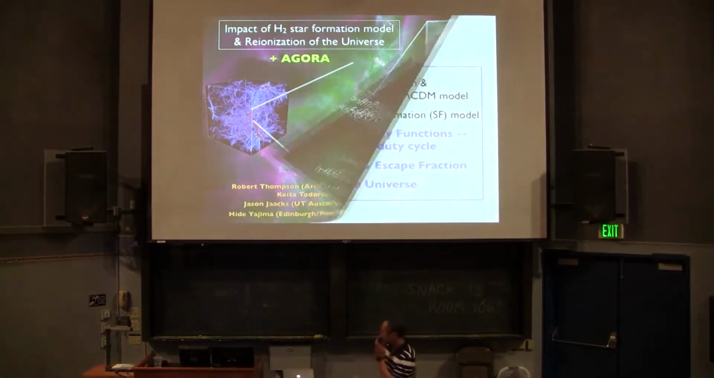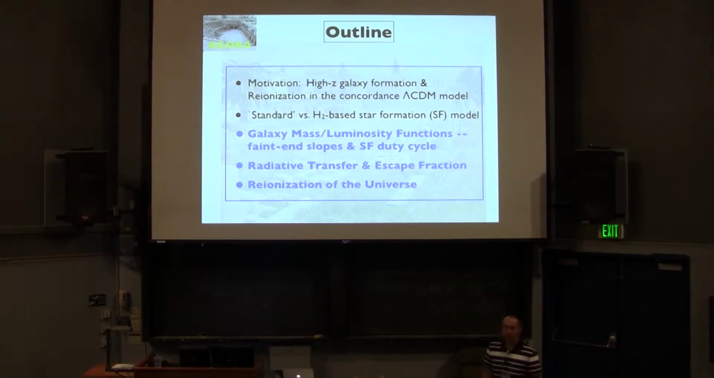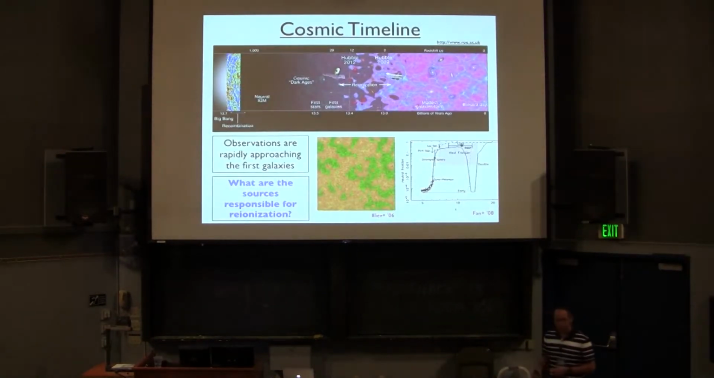Okay, so the motivation of my work is basically high redshift galaxy formation and reionization of the universe. We have to use a cosmological simulation for this purpose. I'll compare the results from the so-called standard star formation model versus the H2-based model, and how that affects results like the galaxy luminosity function and mass function, which questions came up in the previous talks, how the faint end slope changes based on these models, how the duty cycle changes, and also radiative transfer and escape fraction of ionizing photons, which is relevant to reionization. Hopefully I'll give you some hints about scientific topics that we can work on in the AGORA collaboration.